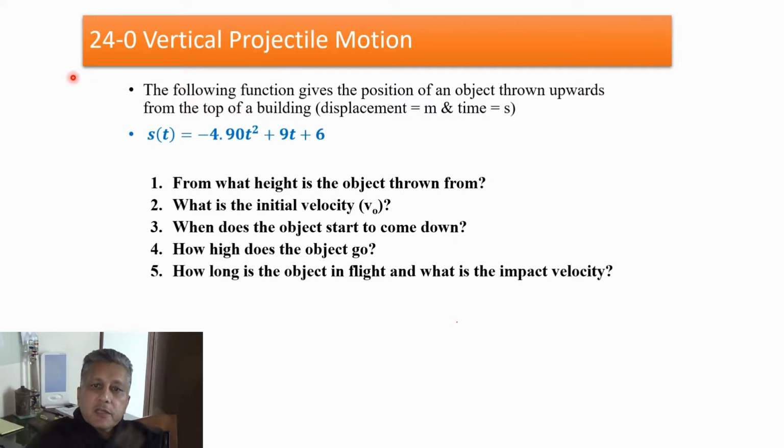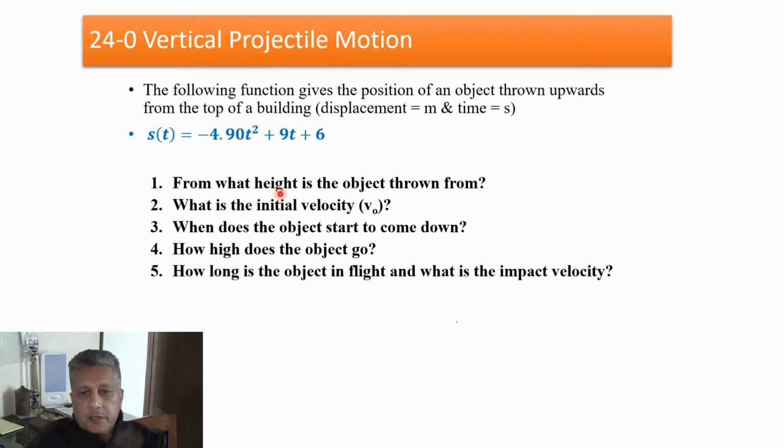What we are looking at is vertical projectile motion. The following function gives the position of an object thrown upwards from the top of a building. Displacement is in meters and time is in seconds. This is the function that we are given, and it's asking 5 questions here.